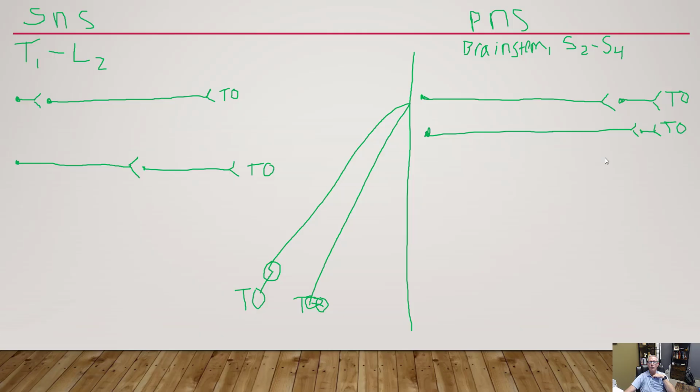And remember, our target organ for the autonomic nervous system is going to be our visceral organs, things that we don't have control over. Smooth muscle, cardiac muscle, all of our glands. We are not talking about skeletal muscle here. Skeletal muscle falls under the somatic nervous system. So we're not talking about the somatic nervous system. We're only talking about the autonomic nervous system here.